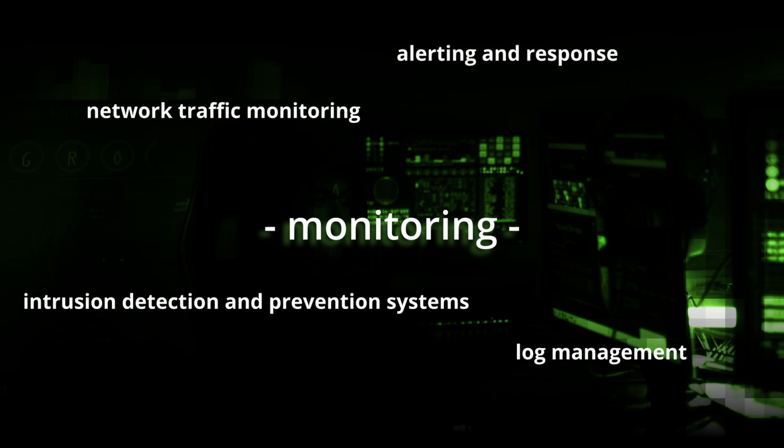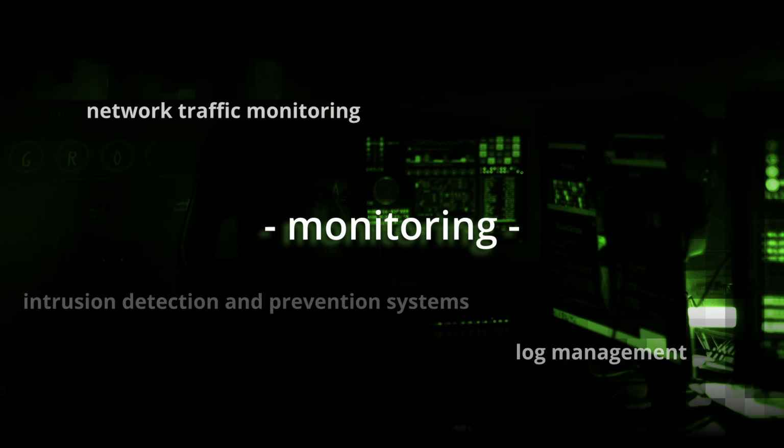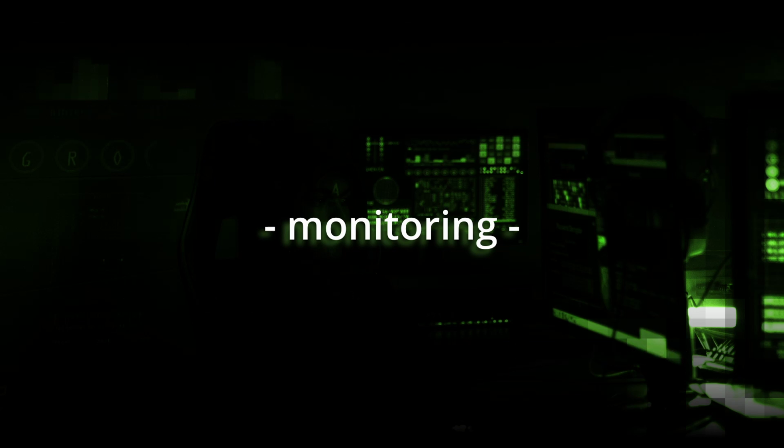Alerting and response. Implement an alerting system to notify security personnel of potential security incidents, and have a plan in place for responding to security incidents. Continuous monitoring. Continuously monitor the network and systems for signs of security incidents and intrusions, and update monitoring tools and processes as needed. By monitoring the network, you can detect security incidents early and respond quickly, reducing the risk of damage and mitigating the impact of security breaches.